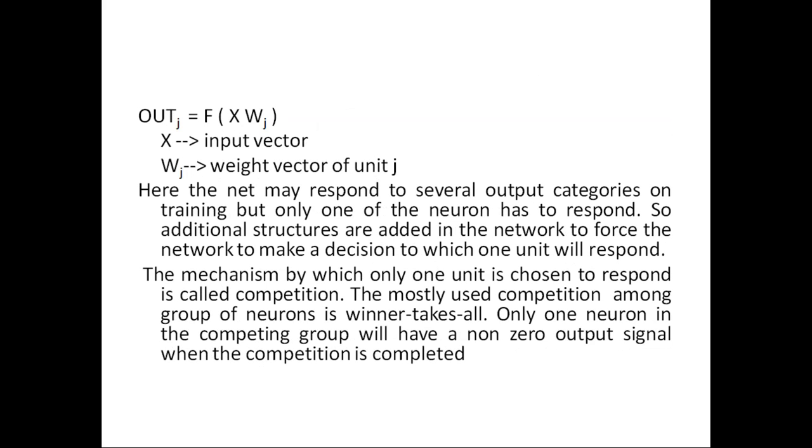That means the input you classify into some class or group, and here out_j is equal to a function of x and w_j. As you know, x is the input vector and w_j is the weight vector of unit j. Here the net may respond to several output categories on the training, but only one of the neurons has to respond. So additional structures are added in the network to force the network to make a decision as to which one unit will respond, right? The mechanism by which only one unit is chosen to respond, we call it competition. The most used competition among the group of neurons is winner take all. That means only the winner neuron will have a non-zero output, and all the remaining will be suppressed and will have 0, right?